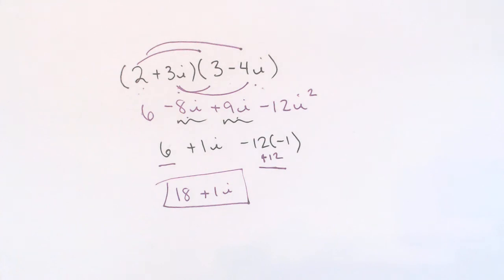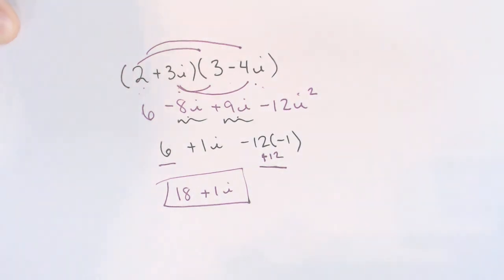So FOILing takes a little bit longer, but it's still the same process. You just multiply everything out, combine like terms, and turn any i squareds into negative 1. So we've added, we have subtracted, we have multiplied, and that leaves division. Division is the weirdest one because you can end up with one of two scenarios.